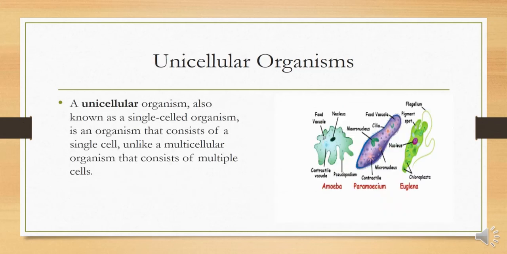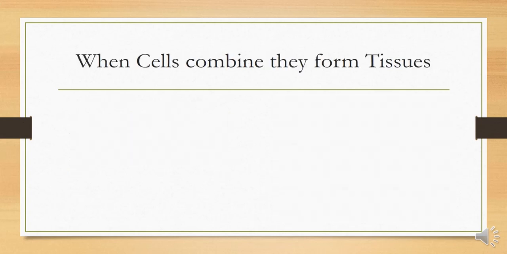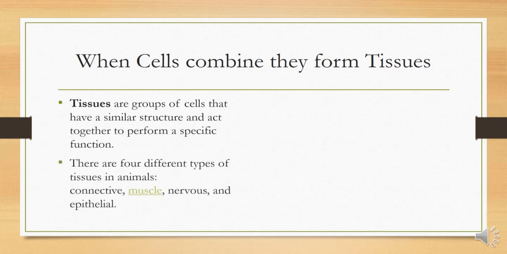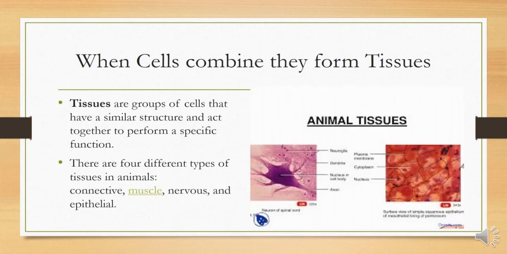Unicellular organisms only consist of a single cell like amoeba, paramecium, and euglena. They have only single cell. When cells combine together, they form tissues, and tissues are group of cells that have similar structure and act together to perform a specific task and function. These are four different types of tissues in animals, that is connective tissues, muscles, nervous tissues, and epithelial tissues. Animal tissues can be seen in the picture.